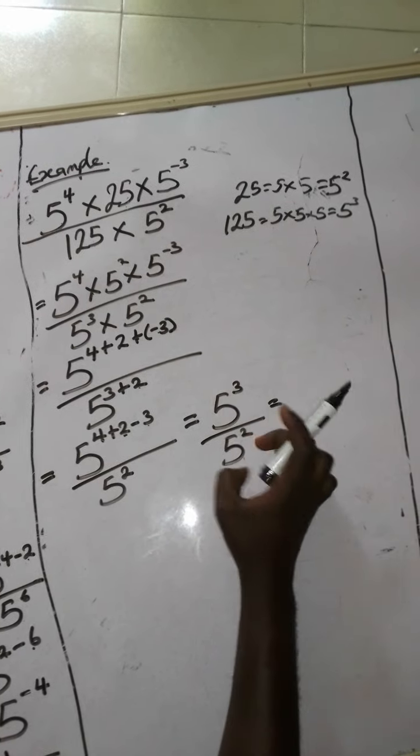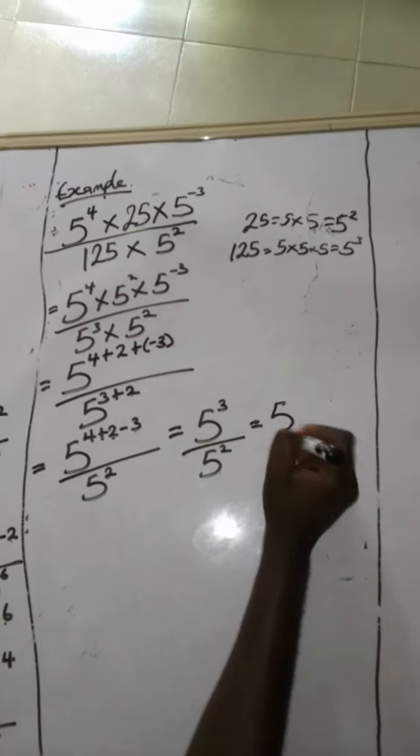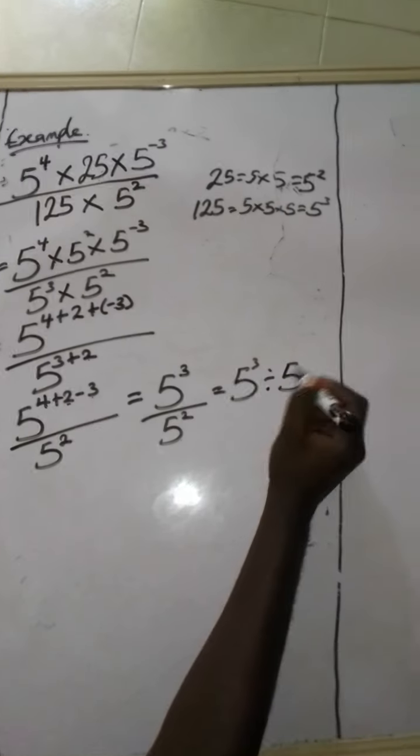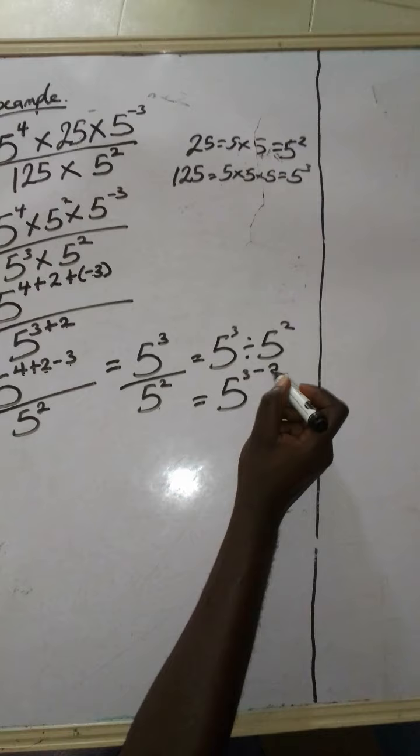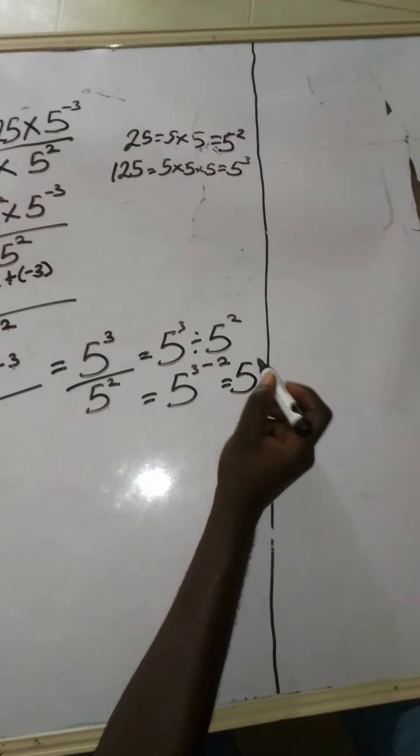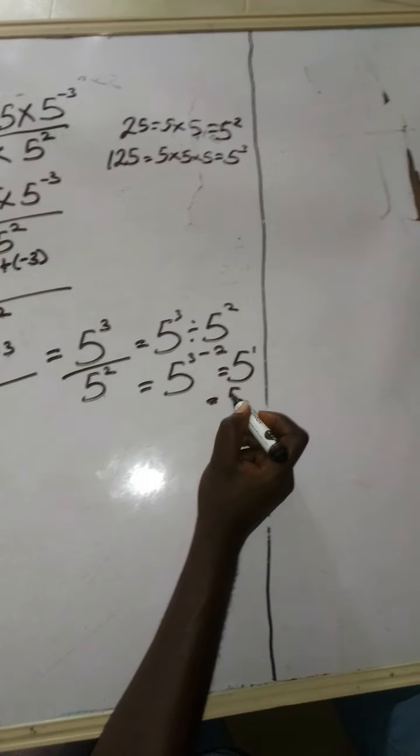Now, since we have division in between, we have 5 raised to the power 3 divided by 5 raised to the power 2. And this will give us 5 raised to the power 3 minus 2, which is the same as 5 raised to the power 1. And 5 raised to the power 1 is the same as 5.